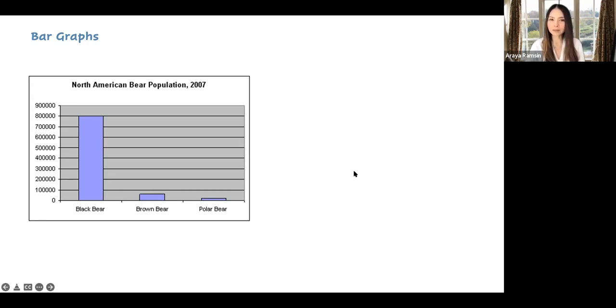So let's take a look at the information displayed in this bar graph, and can you answer some of the questions that I'm going to have? First one, based on the information presented here, what does the bar graph show? What does this bar graph show?